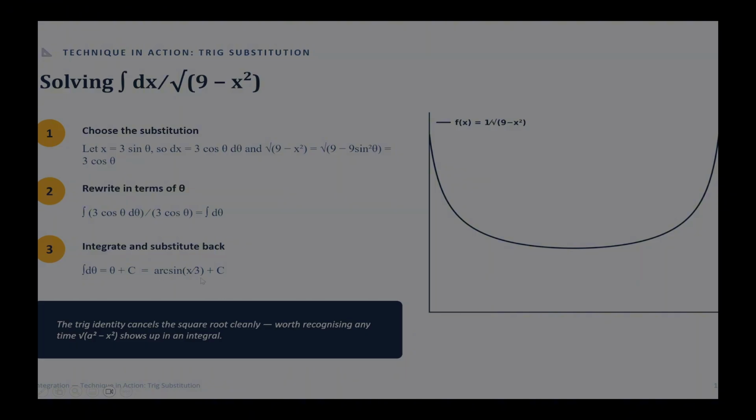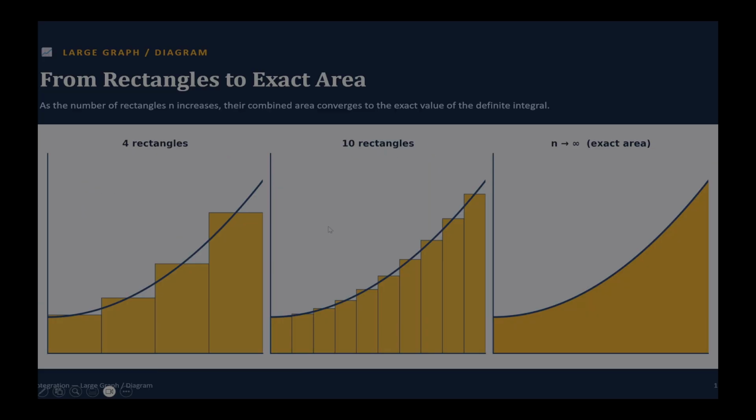You've got to go to a formula, the inverse one. We call it inverse sine, right? So the trick is that the identity cancels the square root cleanly, worth recognizing any time you see a square root of a minus x squared show up in an integral. This is a complicated one, but when you get used to it, then you understand. Because when you split it up and set it up, you can sort it out. Okay, this is the difficult one.